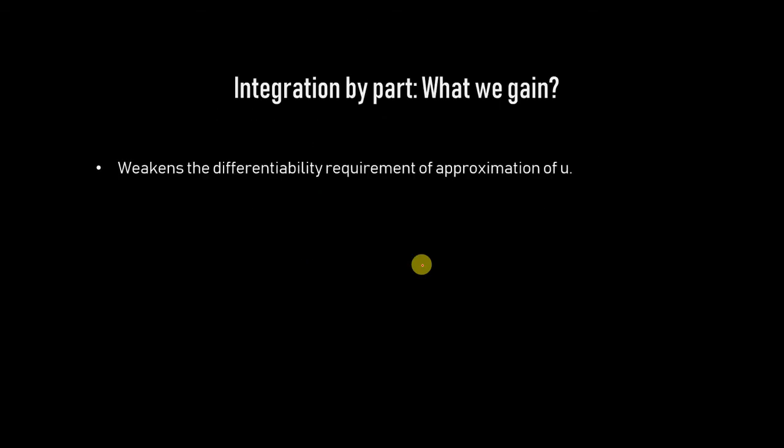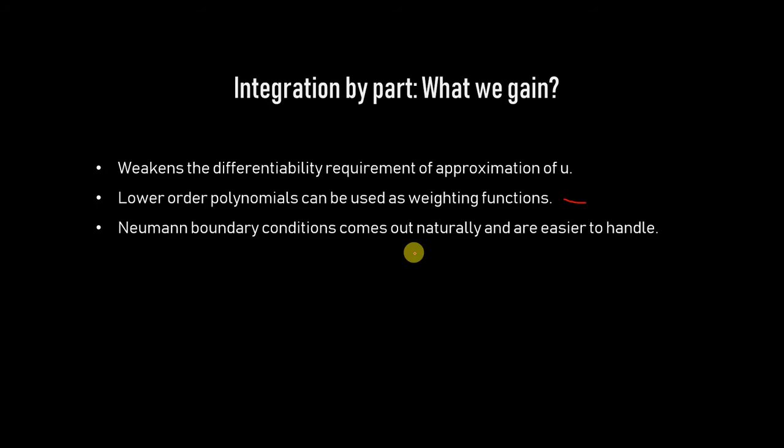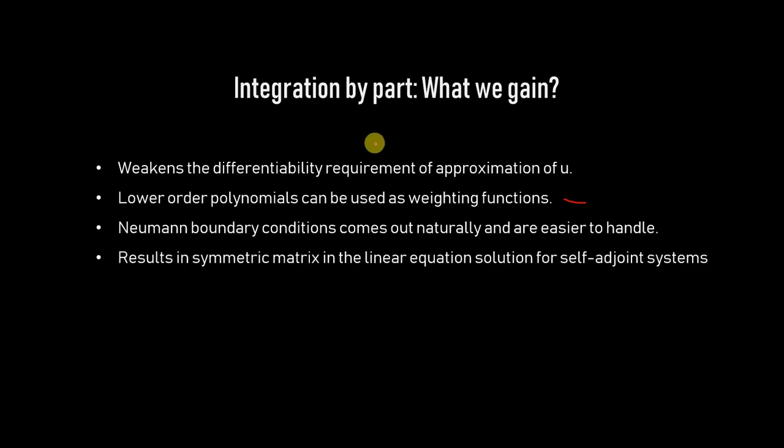Okay, so we have weakened the differentiability requirement of the approximation of u, and so now the lower order polynomials can be used as basis functions. We'll see that later. And Neumann boundary conditions come out naturally, and you need not construct your trial function in such a way that they satisfy the Neumann boundary condition. So it's now easier to handle. Neumann boundary conditions are now easier to handle.